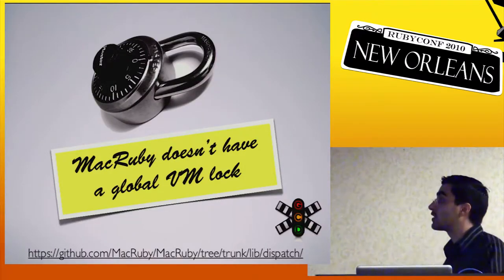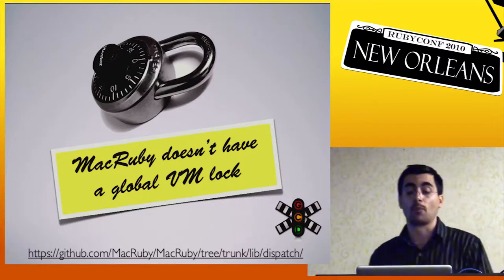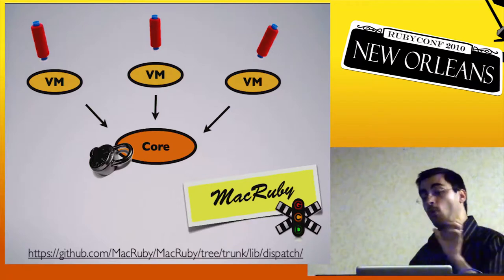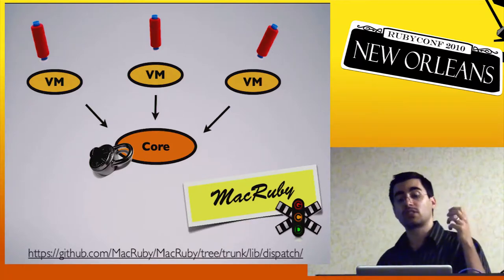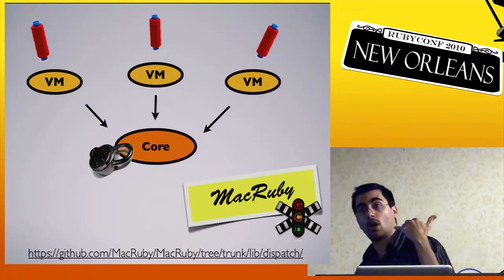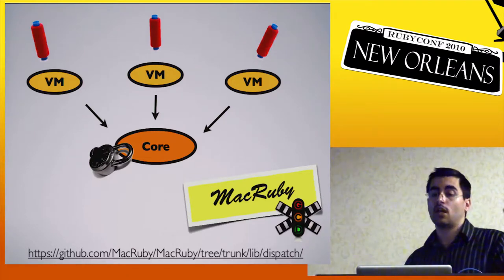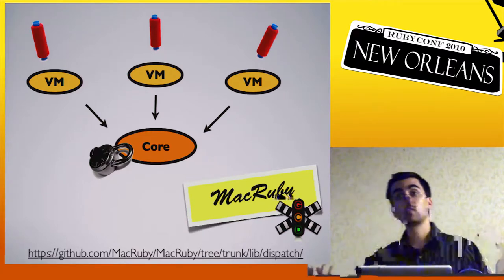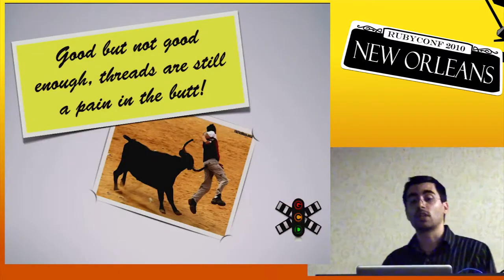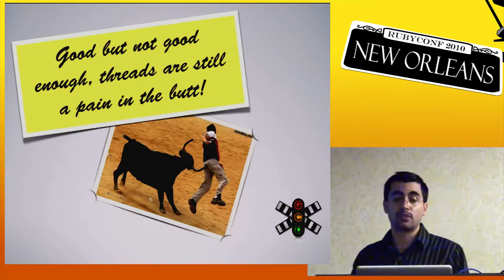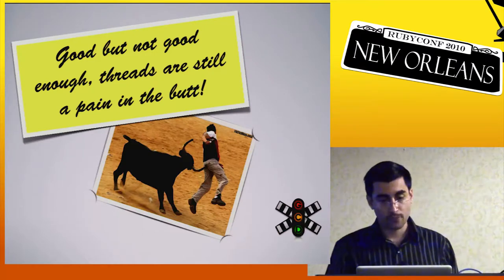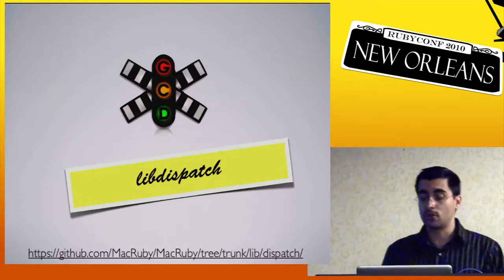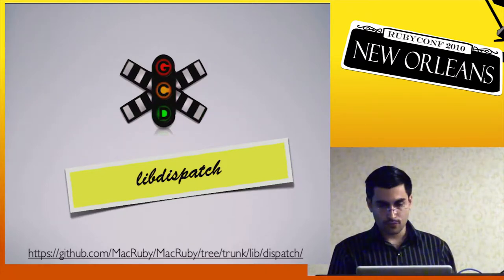But if you remember what I said earlier, MacRuby doesn't have a global VM lock. So what that means is that the way we work is every single thread runs inside its own VM which is lockless and re-entrant, and talks to the core. The problem we're having is that even though it's really nice, so you really get the concurrency, you still have to deal with threads. And threads are still a pain in the butt. So, libdispatch, that's the library I told you about that Apple wrote to handle these use cases.